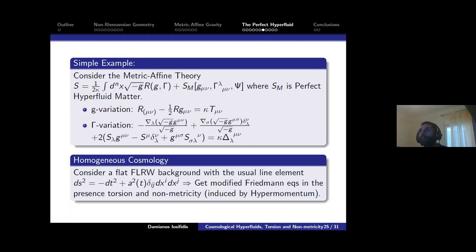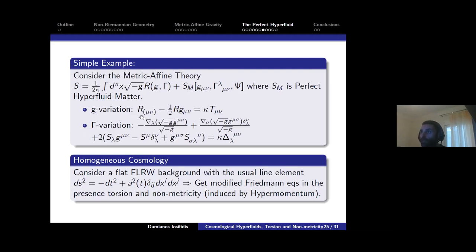And let us now do a simple example to see how these results can be applied to study physical cosmology. The simplest case that we can have is to start with the metric-affine version of Einstein gravity. So we start off with a gravitational part, which is the usual Einstein-Hilbert action, and we add a matter part, which we suppose to be this. So we do the independent variations with respect to the metric and the connection.